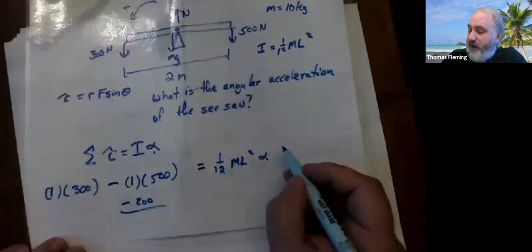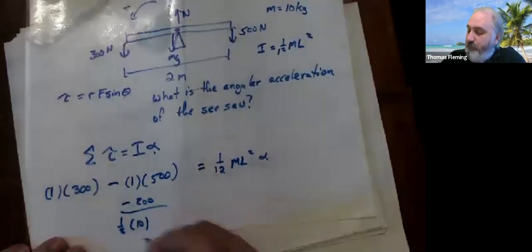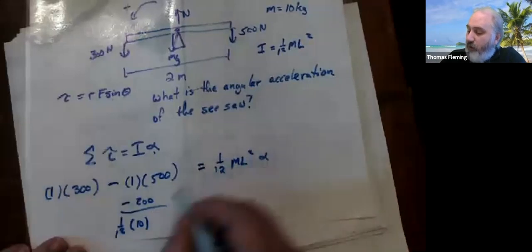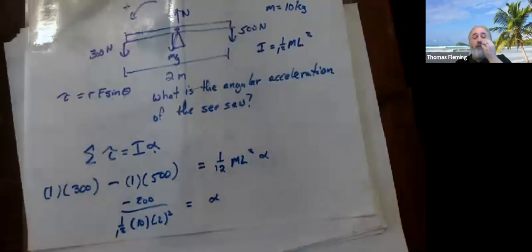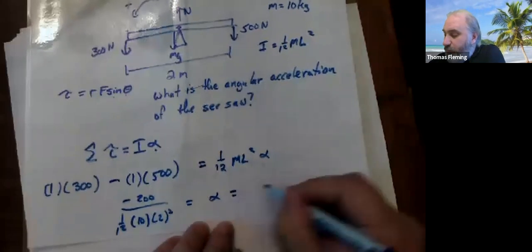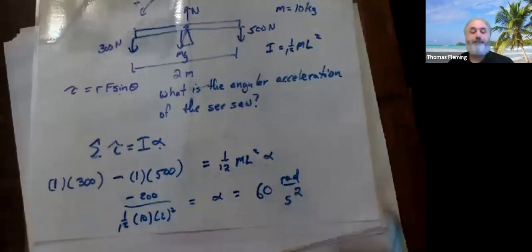Then I'm going to divide by 1/12 times m. We said m was 10. And L was 2, squared. So when I go in to calculate alpha, that's what we're going to get. So 200 times 12 divided by 40. So I get that alpha is equal to 60 radians per second squared.